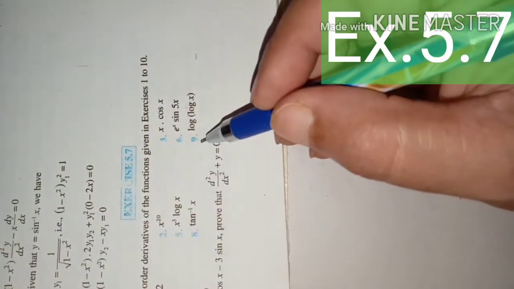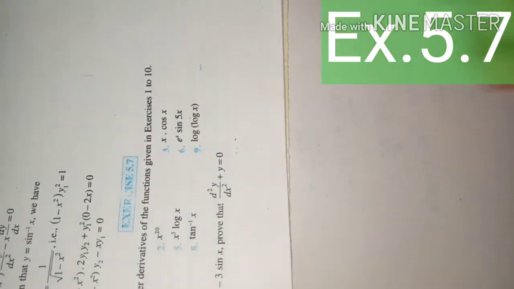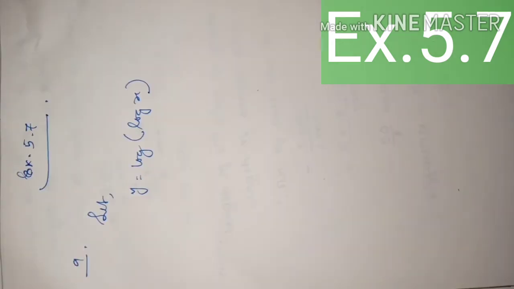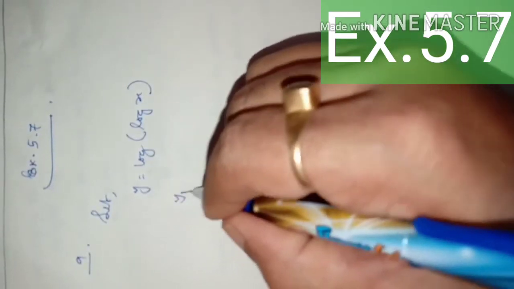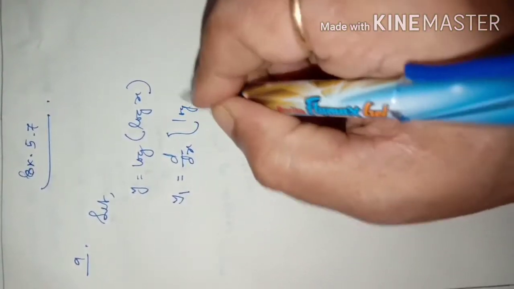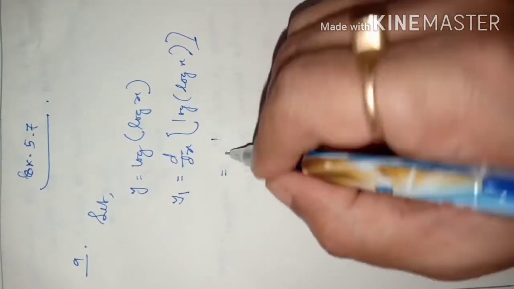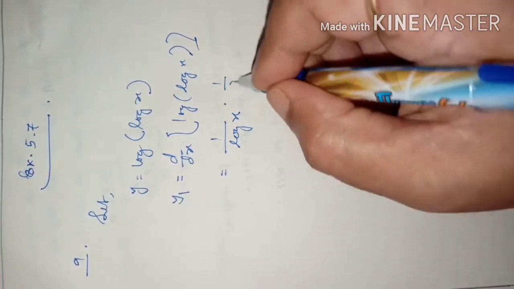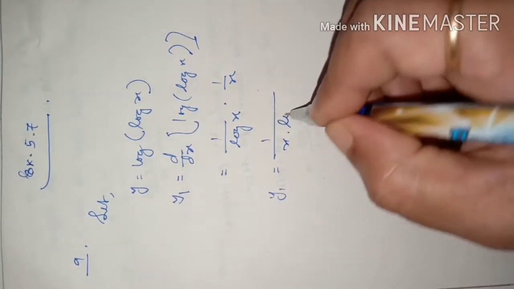Good morning, dear students. Let us take question number 9 from exercise 5.7, that is log of log x. For this, we have to find the second order derivative. Let us take the first derivative, y1 is equal to d/dx of log of log x. So d/dx of log is 1 by log x, into d/dx of log x, which is again 1 by x. So y1 is equal to 1 by x into log x.